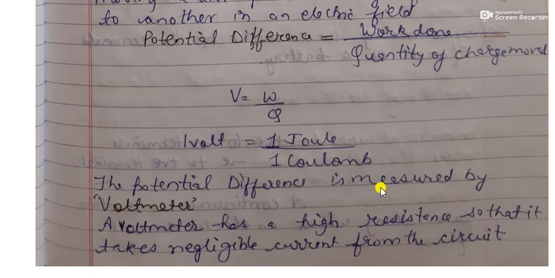Potential difference is measured by an instrument known as a voltmeter, and a voltmeter has a high resistance so that it takes no current from the electric circuit to which it is connected.